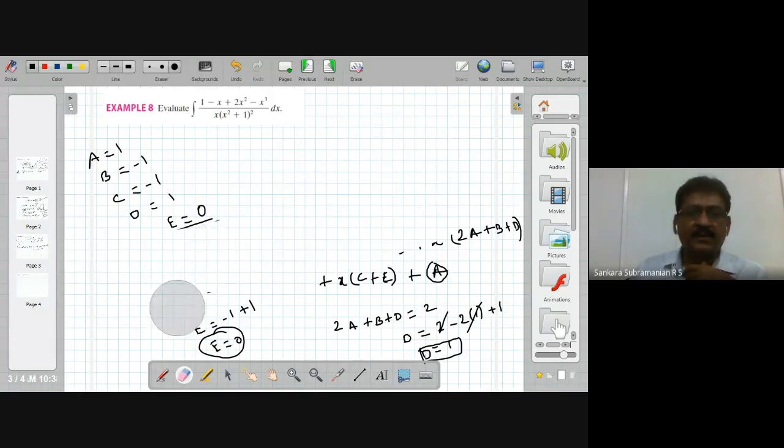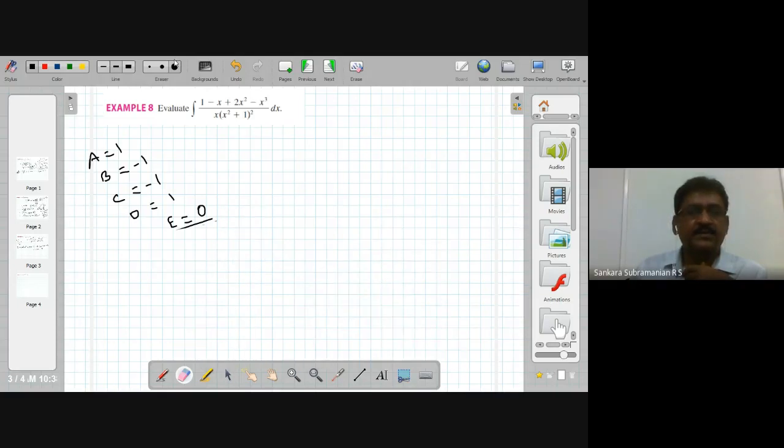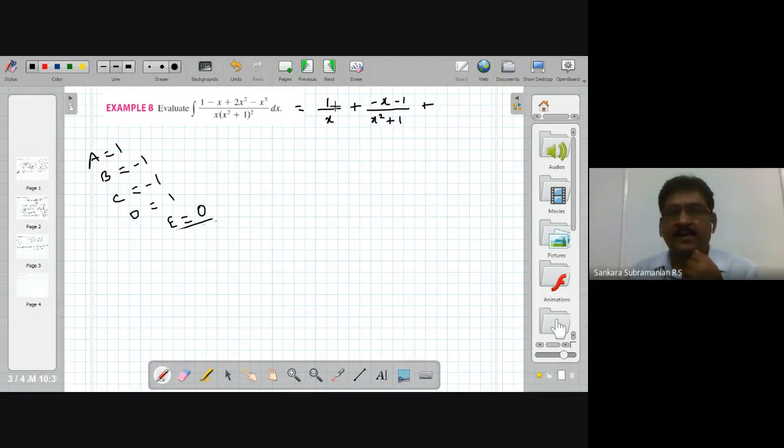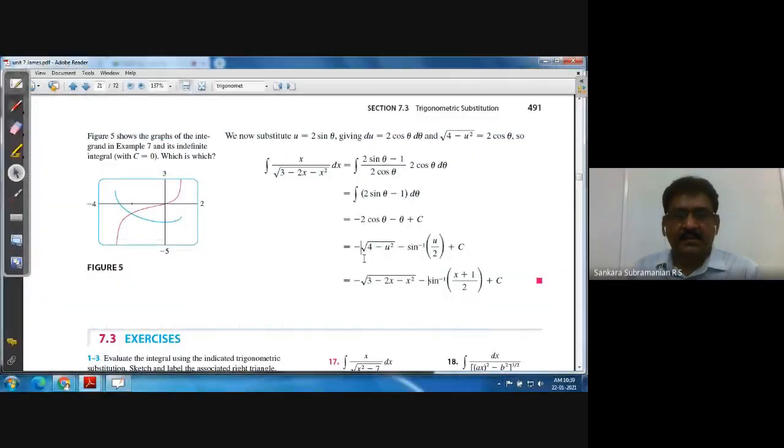Now let me substitute these values. So this is equal to a by x, then bx plus c by x square plus 1, then dx plus e, where e is 0, by x square plus 1 whole square. Am I right? Correct? Yes, sir. Let us check the intermediate steps.